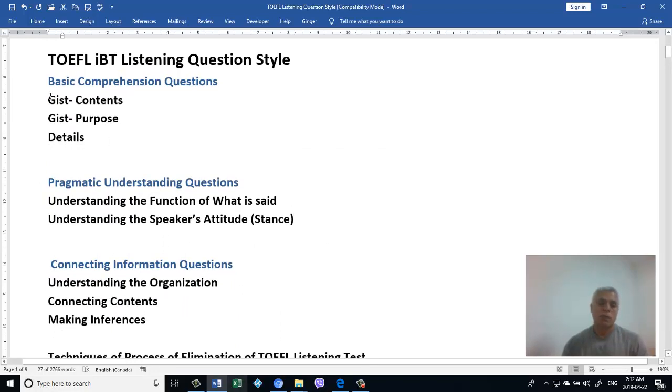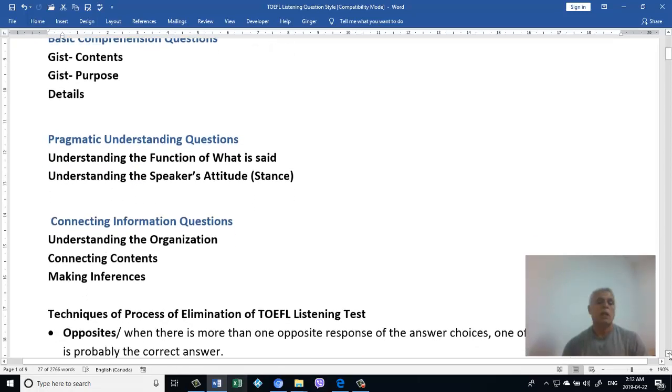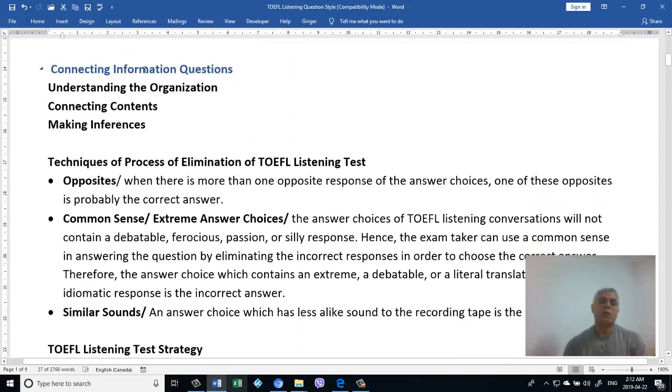We have three groups. Group 1, basic comprehension questions. We have three: just contents, just purpose, and details. Then the second group, pragmatic understanding questions, understanding the function of what is said, understanding the speaker's attitude, call them stance. The third group, connecting information questions, understanding the organization, connecting contents, making inference.